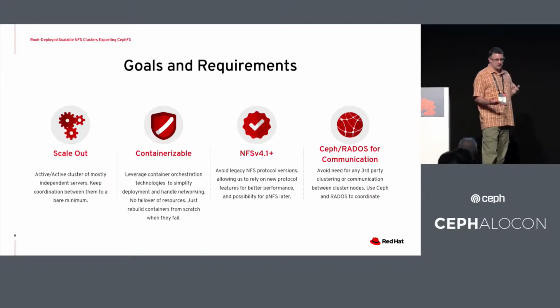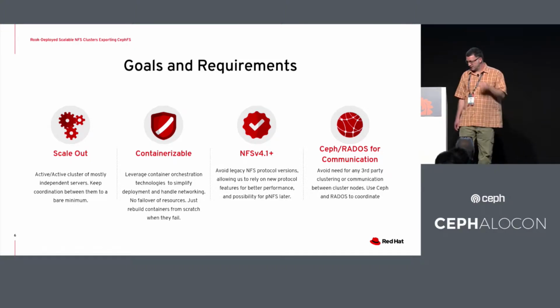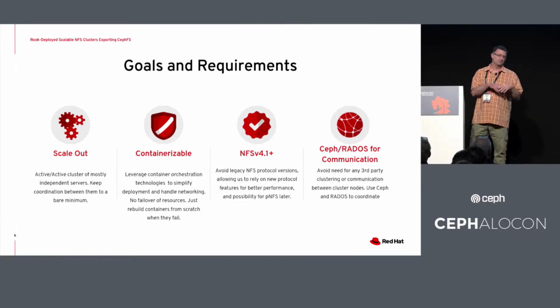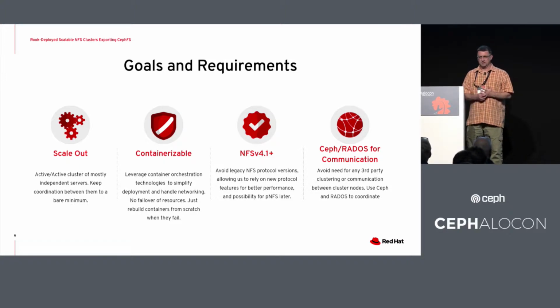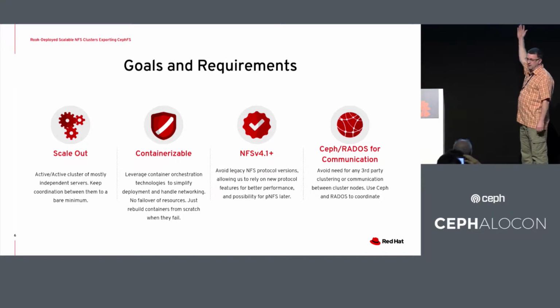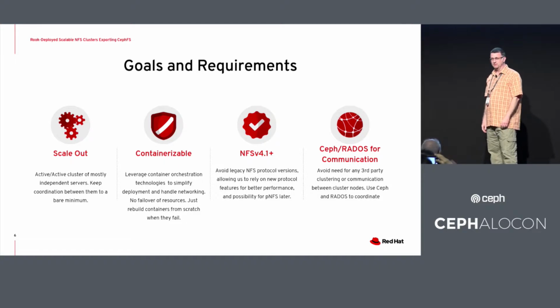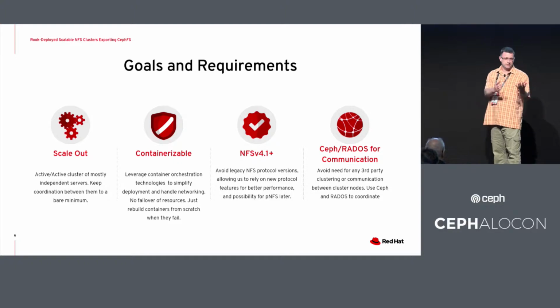So when we embarked on this project, we had a number of goals. This text might be a little too small, but in any case, essentially we wanted to be able to scale out the cluster linearly. So if we decide we need a bit more capacity, we can just add a new cluster node and keep running. Another goal was that we wanted it to be containerizable. It's a new world now with containers and Kubernetes, and we wanted to leverage that infrastructure to make it easy to deploy these things. It's nice to be able to go into Kubernetes and just say, give me another cluster node.